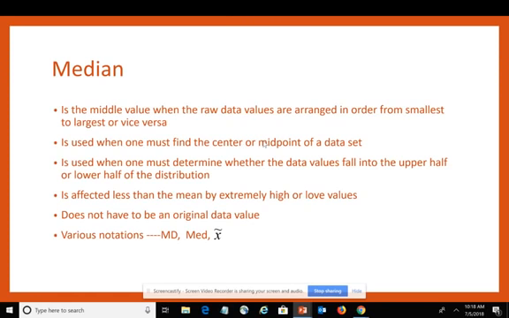It has different notations, again, depending upon the technology that you're using. Some technology label it with MD. Some use MED, the first three letters of median. Or sometimes you'll see it written X with this little wavy line across the top. It's called a tilde, and it's read X tilde.